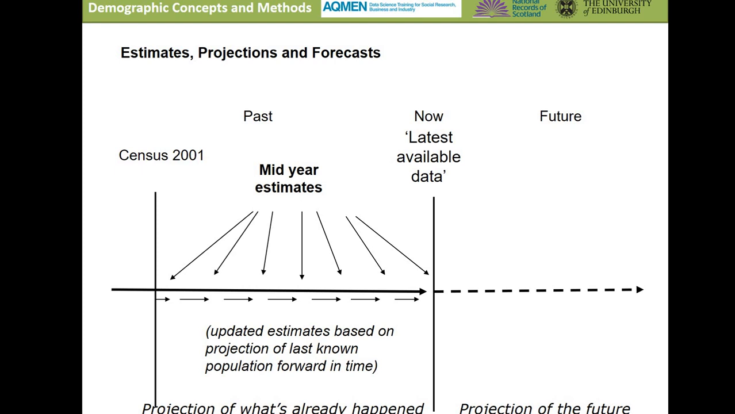So here's a diagram indicating some of the points I'm making here. So we have a reliable estimate of the population at a census, and then in the intercensal period we need to update those census estimates based on estimates of birth, deaths and migration that we have to generate mid-year population estimates. When we're going into the future, we need to make projections of how those components of change, births, deaths and migration, will change in the future. And we can use the past to inform that.